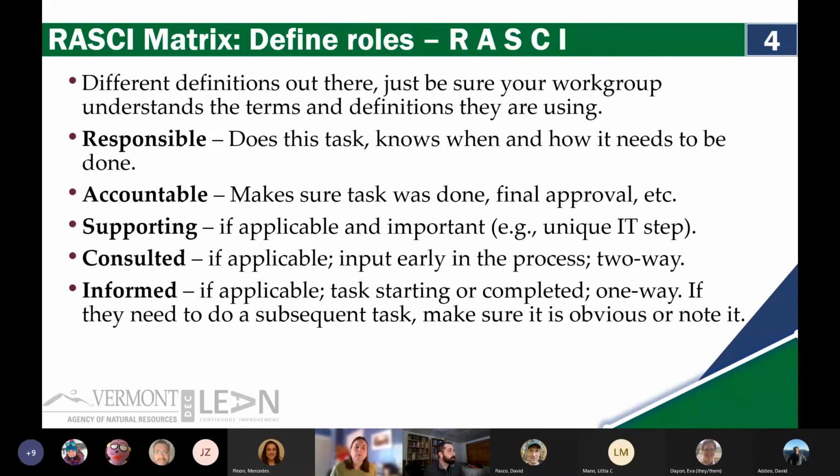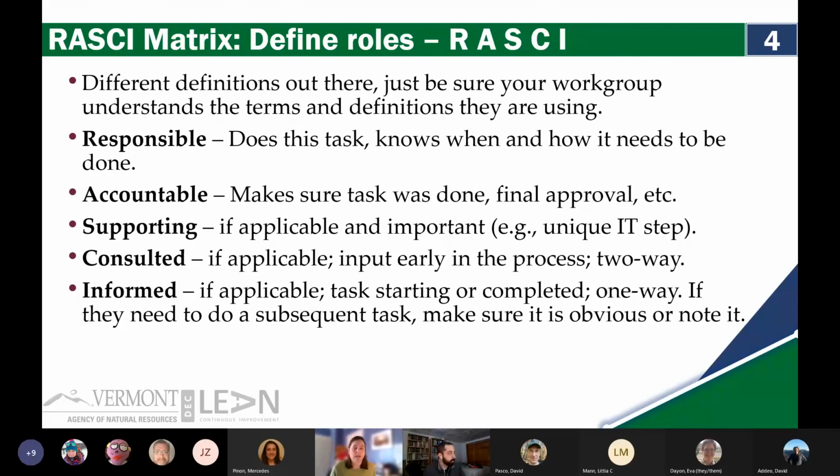Okay, so more about those particular letters. And again, you'll see lots of different versions if you poke around online. A lot of them do not have the supporting. I happen to like it, but you may or may not need it. So just make sure that if you're going to use this tool, your work group understands the terms and definitions so that you don't use them inconsistently or keep revisiting the definitions. You kind of want to get a handle on those at the beginning before you start getting into detail.